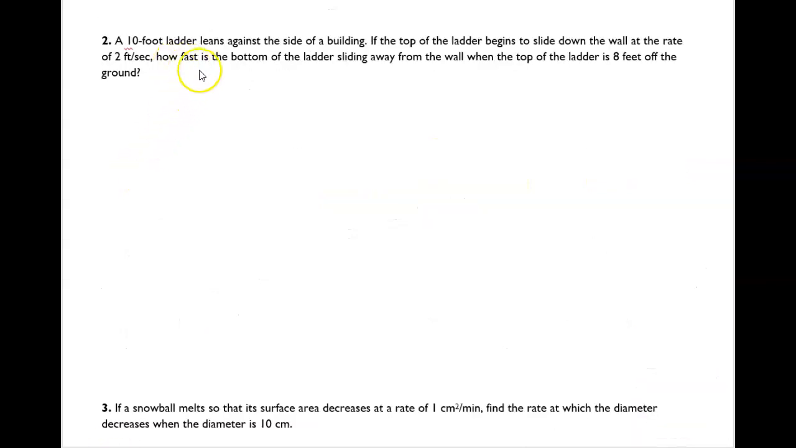Number 2, a 10-foot ladder leans against the side of a building. The top of the ladder begins to slide down the wall at the rate of 2 feet per second. How fast is the bottom of the ladder sliding away from the wall? The top of the ladder is 8 feet off the ground.